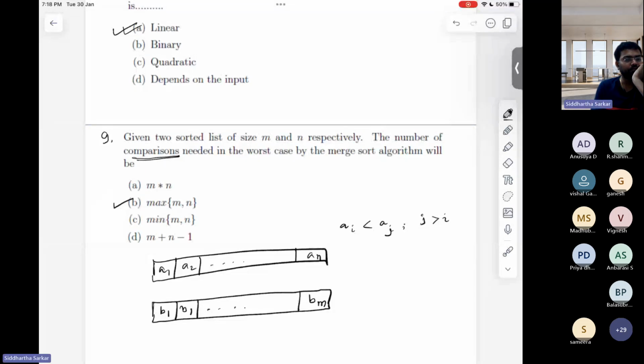Balaji is also saying B. So we have obtained B as answer. Vishal is saying B. Anybody, any one of you who are saying B, can give a small reason, some logic why you are saying B, that is max of n comma n.